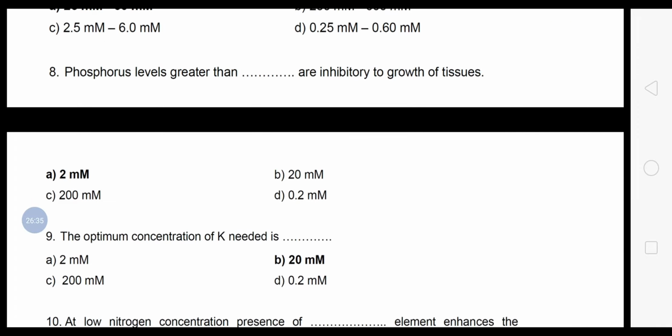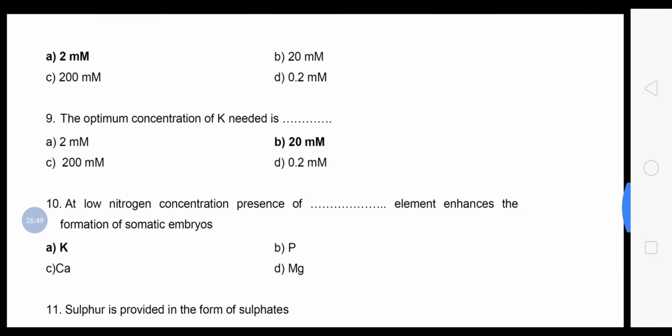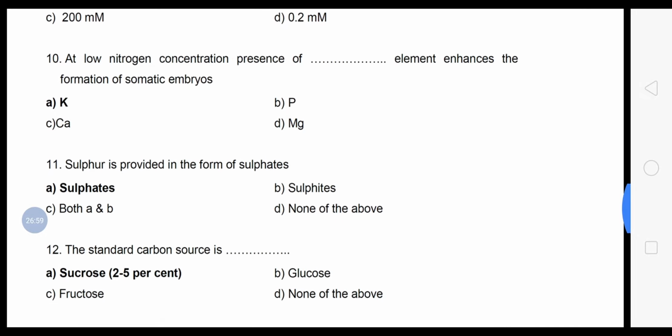Phosphorus levels greater than dash are inhibitory to growth of tissue: 2 mM. You should not provide more than 2 mM phosphorus to the growing tissue culture media. The optimum concentration of K, that is potassium, needed is 20 mM. That is more than phosphorus. At low nitrogen concentration, the presence of potassium enhances the formation of somatic embryos. That means if nitrogen content is less, potassium also manages this. Sulfur is provided in the form of sulfates.